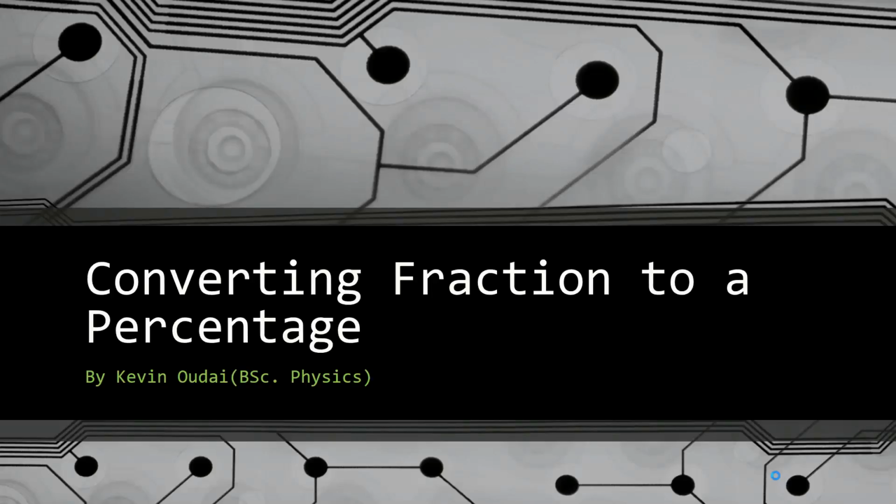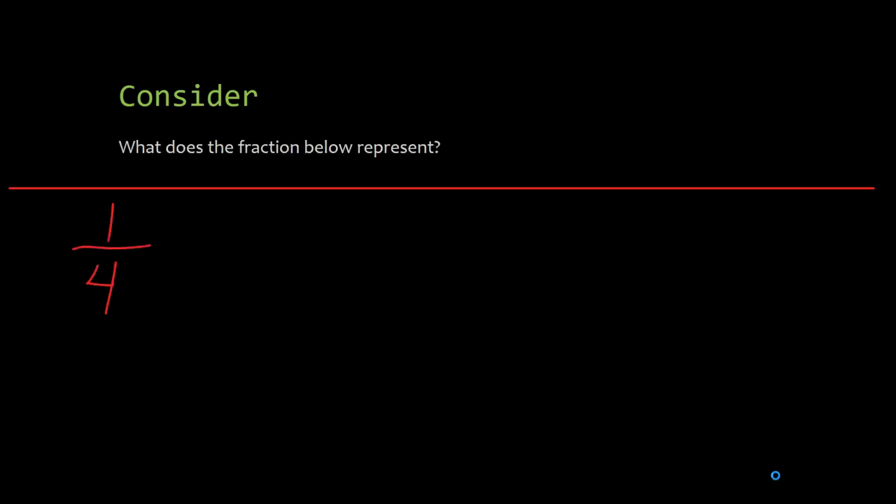In this part, we are going to look at converting a fraction to a percentage. Now, let's look at this quarter. This quarter means, as we said previously, one piece of 4. And those 4 pieces are even pieces. So, what we can do is we can take this quarter and multiply by 100%.